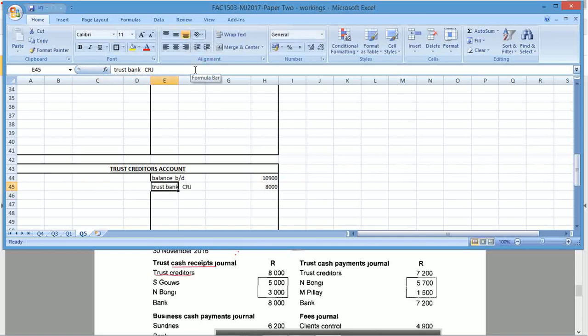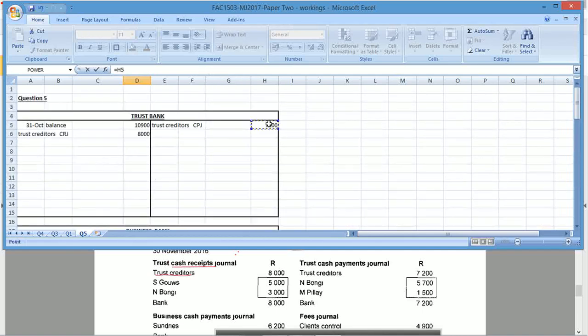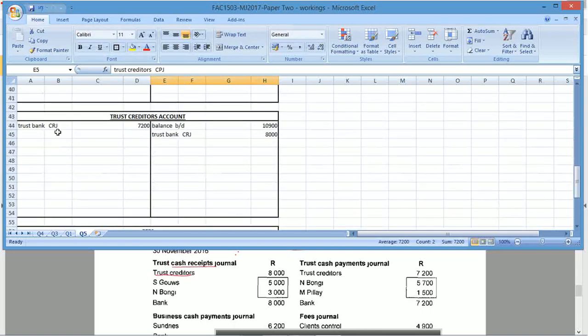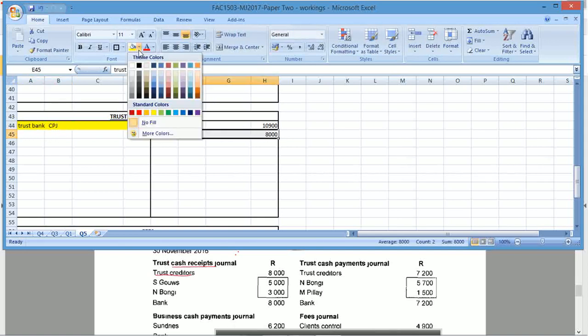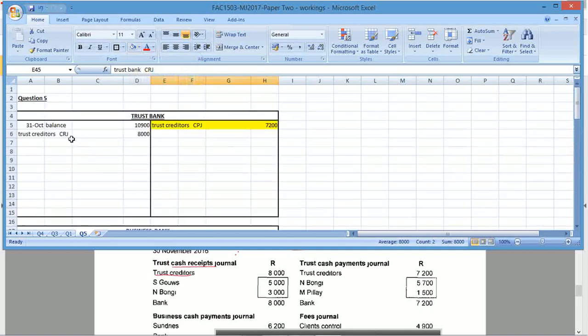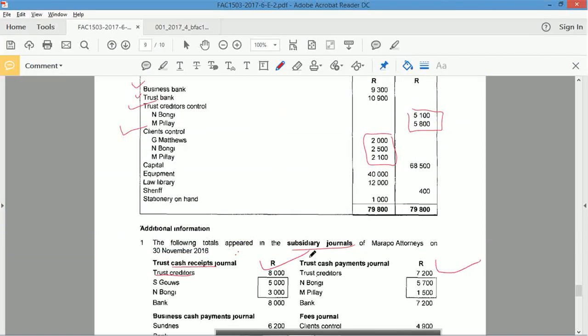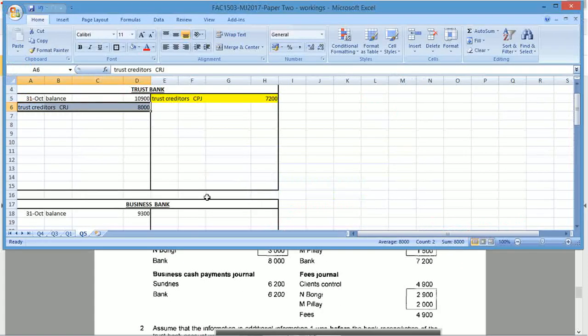Okay. $7,200, right? I want to highlight these amounts so you know what they are. Okay, this goes with that. Where is it? This. CPJ. This goes with this. Makes sense? Okay. Alright, so now I've looked at that. Business cash payments journal, that's easy.